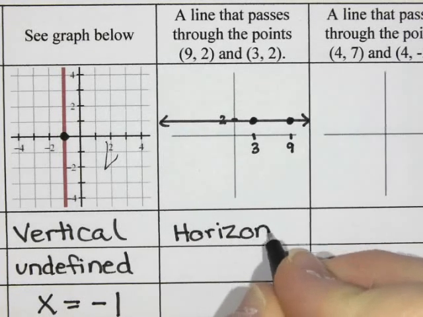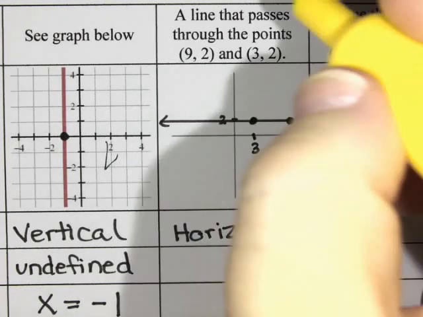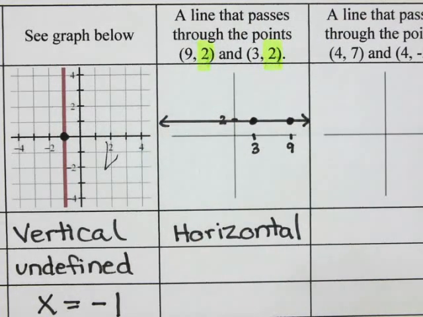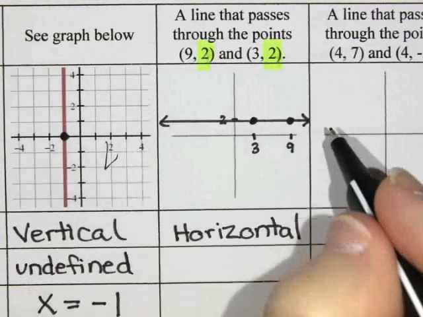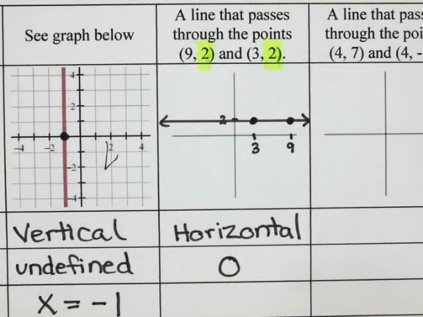Now, there was a clue to me that this is a horizontal line. If you look at the points, they had the exact same y value. So that's kind of how you would know that it was horizontal. So what is its slope? Horizontal lines always have a slope of 0.